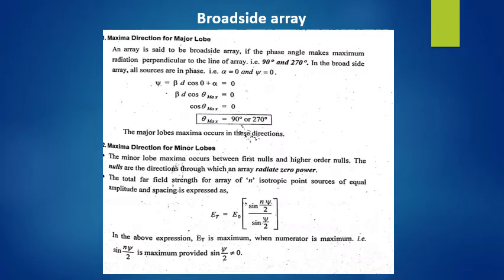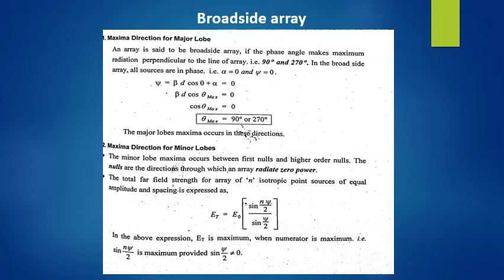Now, what is a broadside array? An array is said to be broadside if the phase angle makes maximum radiation perpendicular to the line of array, that is along 90 degrees and 270 degrees. So in the broadside array, all sources are in phase. That is, alpha is equal to 0 and psi is equal to 0. So psi is equal to beta d cos theta plus alpha, which is equal to 0. So beta d cos theta max is equal to 0. So cos theta max is 0 and theta max is equal to 90 degrees or 270 degrees. So the major lobe's maxima occurs in these directions, that is along 90 degrees and 270 degrees.